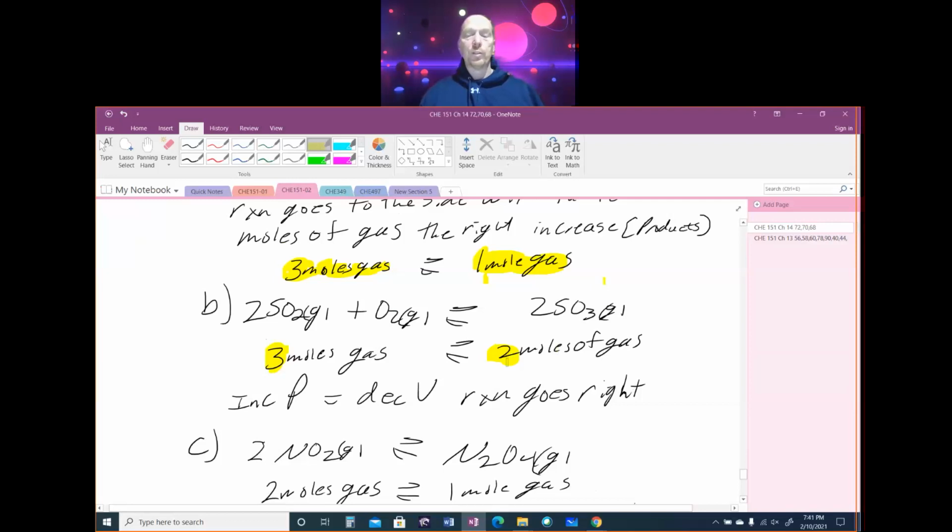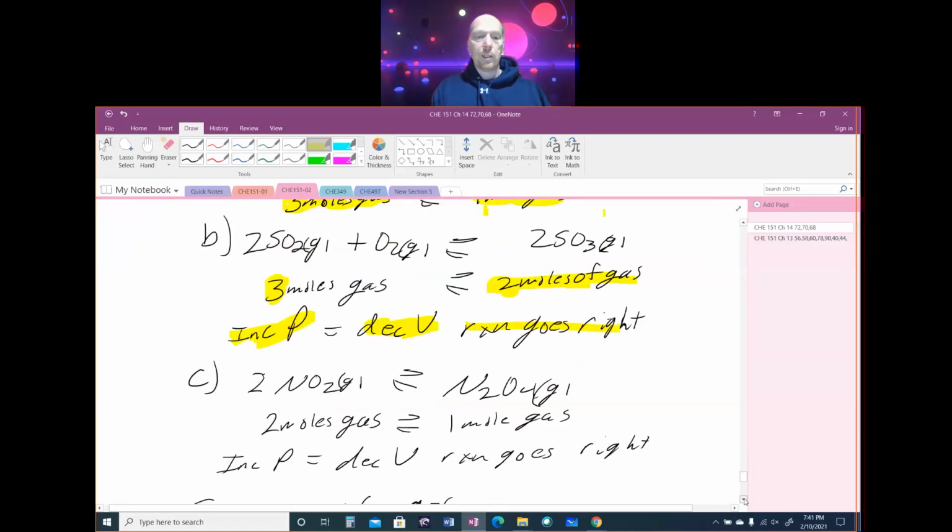All right, but this one says, how do we make it go to the right? Well, we know that we have fewer moles of gas on the right, so what we need is a small volume, and we do that by increasing the pressure. So you increase the pressure, which decreases the volume. The reaction will go to the side with the fewer moles of gas. In this case, that is going to the right.